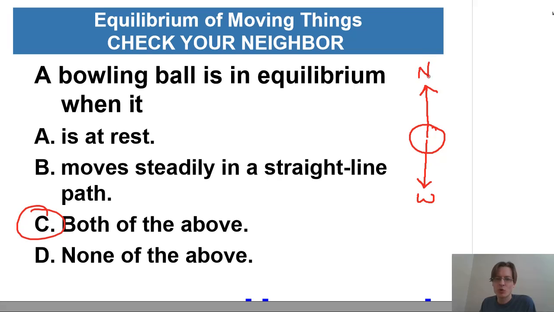We label it N for normal force. But even if the ball's cruising along, gliding along the floor, the forces are exactly the same. Remember, there is no force along the motion. If something's just moving steadily along, it doesn't take any force to do that. And the force diagram's the same. It's in equilibrium in both cases, at rest or moving steadily in a straight line path.